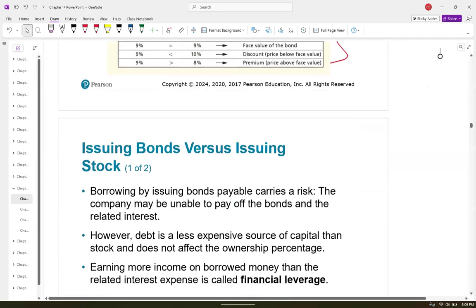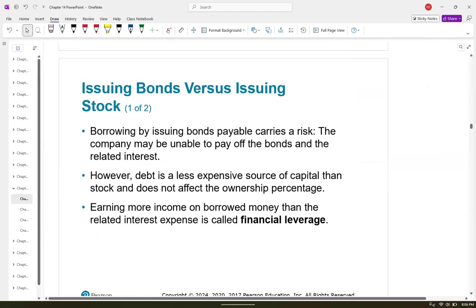Borrowing by issuing bonds payable does carry a risk: the company may be unable to pay off the bonds and the related interest. However, debt is a less expensive source of capital than stock, and it does not affect the ownership percentage. Earning more income on borrowed money than the related interest expense is called financial leverage. Lots of companies use that.